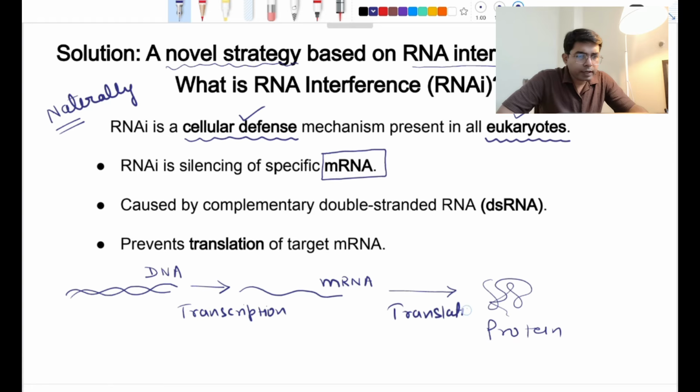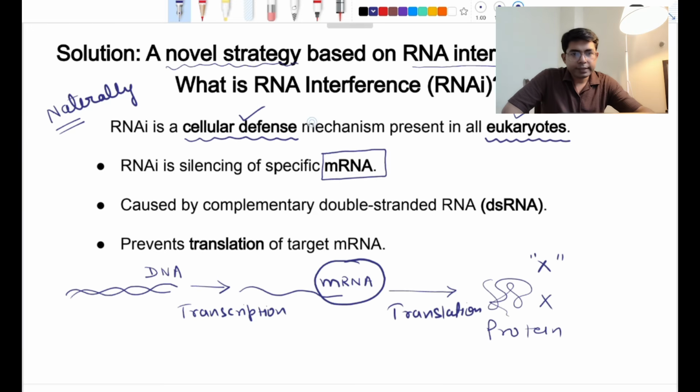Now let us say this protein, let's name it X. This X protein is very important. Without it, the organism will not survive. Now, if for some reason we stop the formation of this protein, will the organism survive? No. If we inhibit this protein, the organism dies. So to inhibit this protein, what will we target? We will target the mRNA.